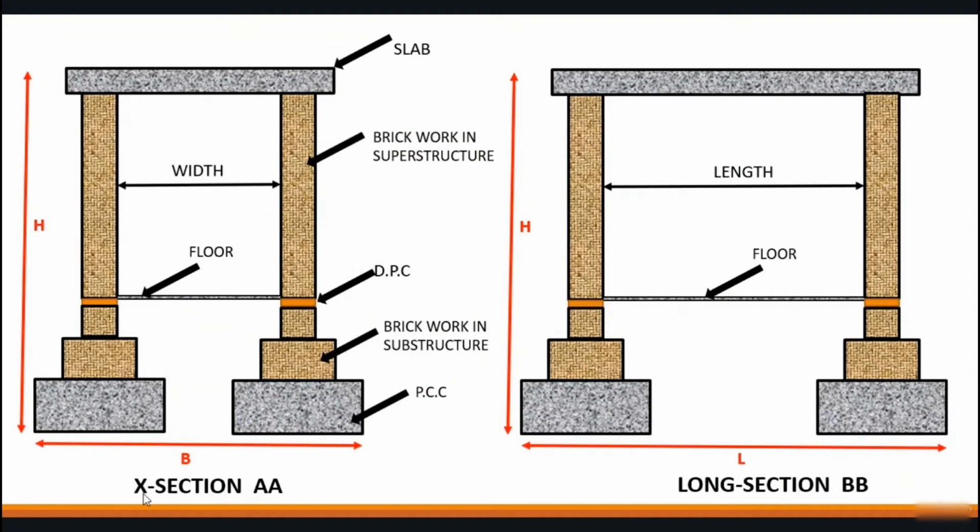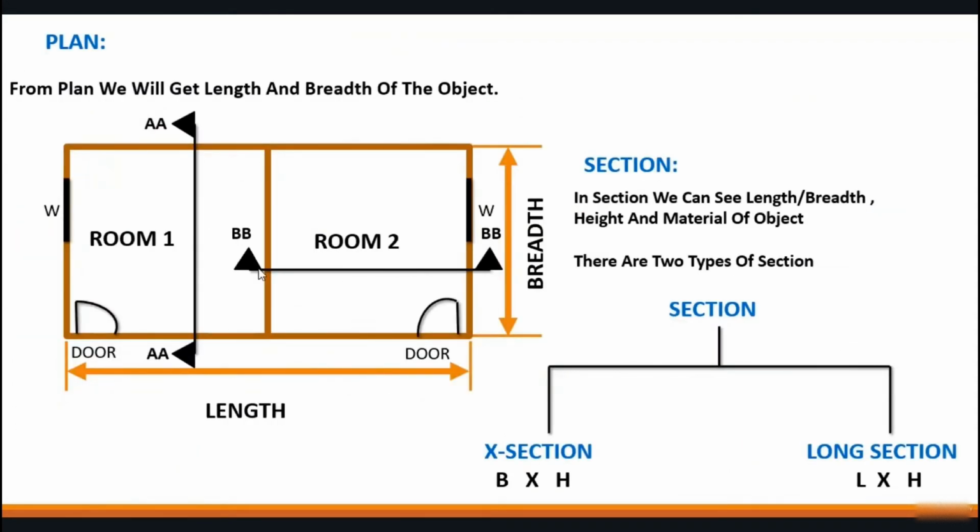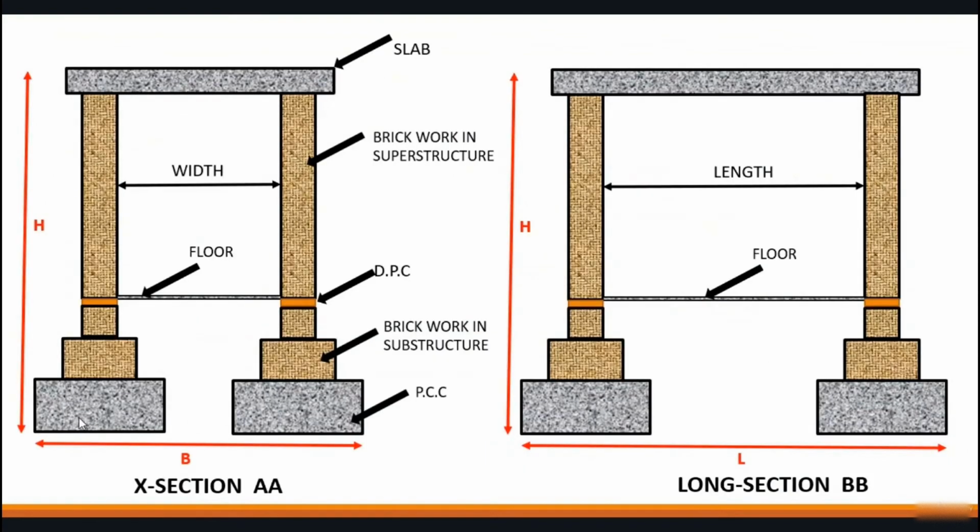Here you can see this is cross section at A. You can see over here we have cross section A. From here we can see the detail of foundation. Here DPC, here brickwork in wall, and we have slab on the top, and with that we can get the breadth and the height as well. And in long section we can get the length.